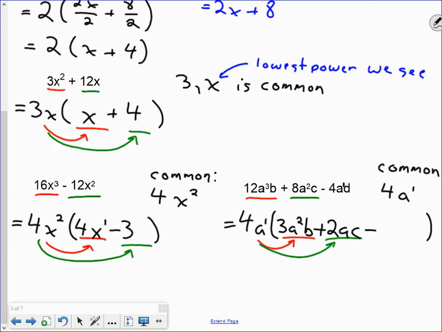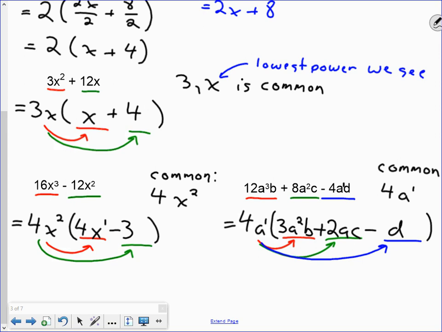And then our last term, we're looking at what goes in here so that when we do this multiplication, we end up with negative 4ad. We've already got the 4 factored out. That's taken care of. We've already taken care of the a to the 1. It's just the d that we need in there. So that is common factoring.